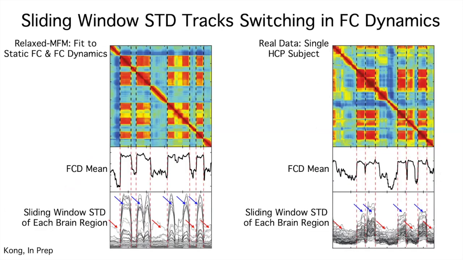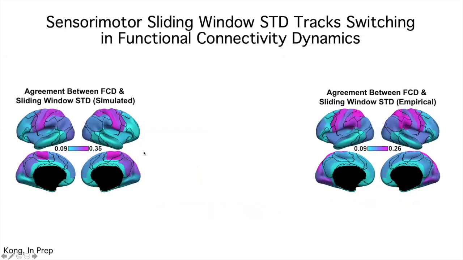So then we wanted to see if certain brain regions might be driving this switching dynamics. So we correlate each of these sliding window time courses with the functional connectivity dynamics mean time course. And so we get a spatial map like this. On the left is the simulated data, on the right is the real data. Purple color means that sharp transitions in the standard deviation time course seem to track switching in the functional connectivity dynamics.